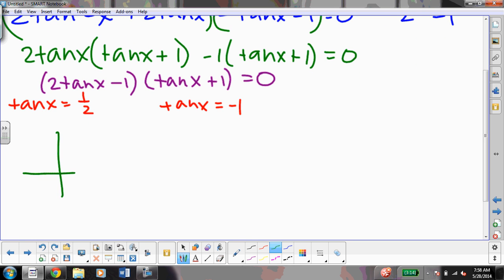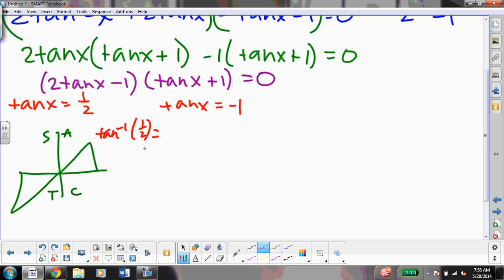The tangent of x equaling 1/2 is not a special ratio. The tangent is positive in the first and third quadrant. So I'll have to use my calculator to approximate that angle. The inverse tangent of 1/2 is 26.57 degrees. So one answer is going to be 26.57, and the other is going to be 180 plus 26.57, which is 206.57.